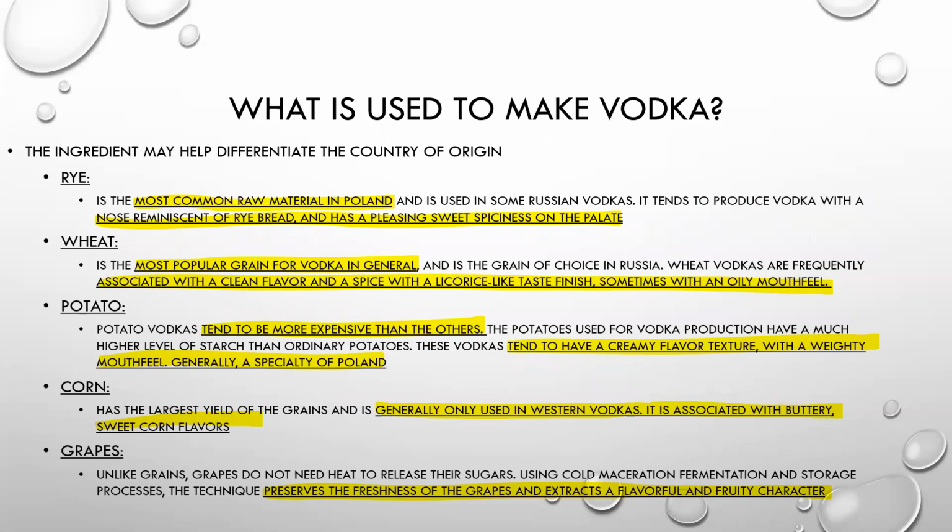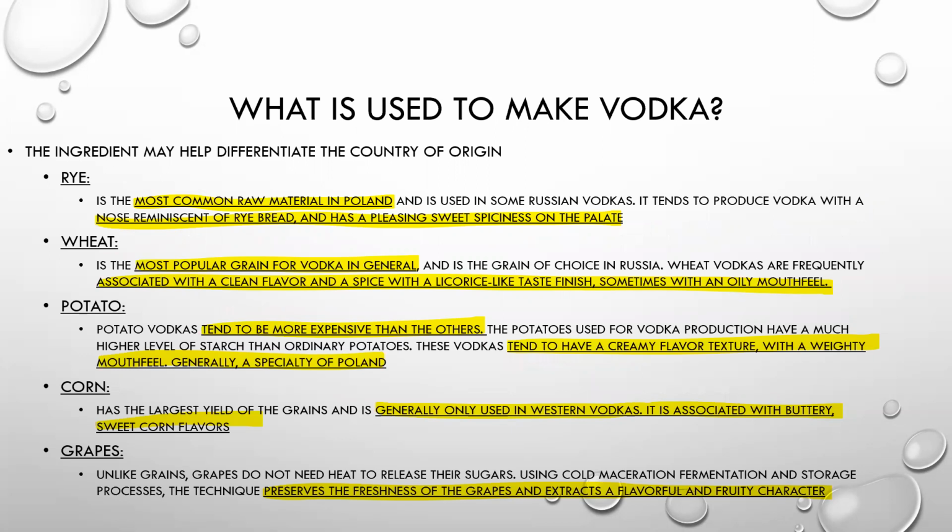So here are the different types of ingredients that can go into vodka. The most common in Poland is rye. And really, you can take the ingredient to help you figure out what country of origin it comes from. Rye is also used in some Russian vodkas. It tends to produce vodka with a nose reminiscent of rye bread. It has a pleasing sweet spiciness on the palate.